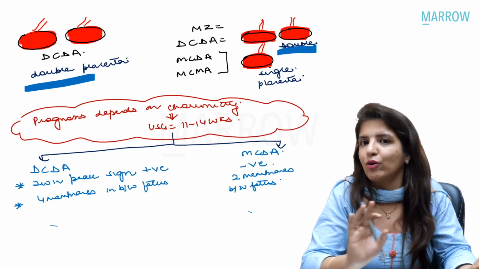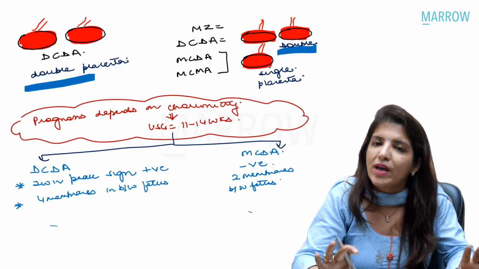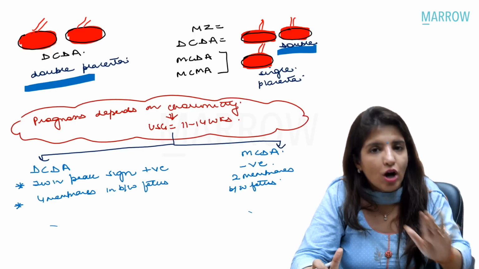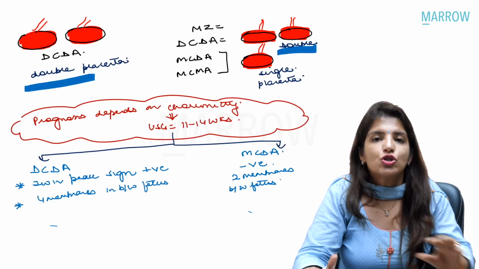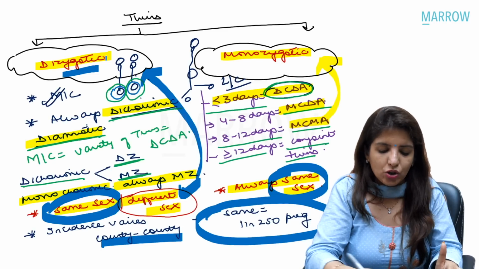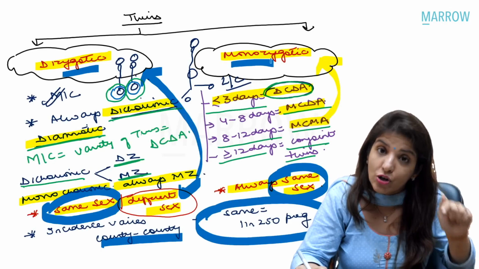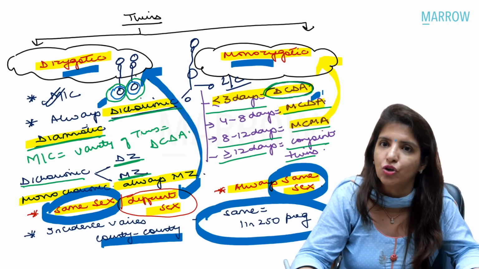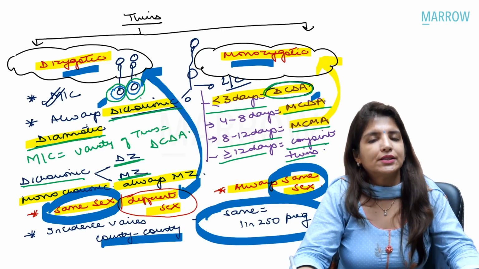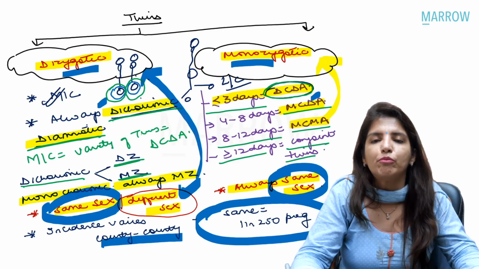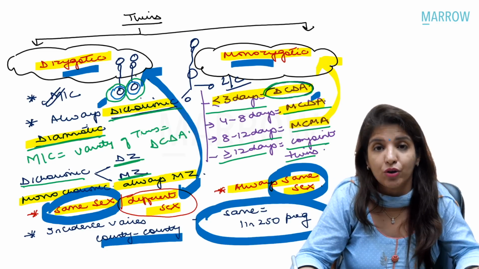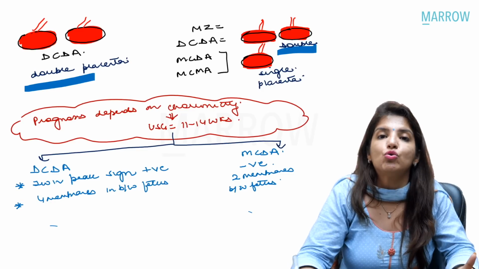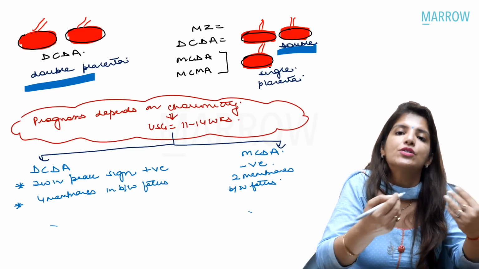And the last thing before I go to that question is that the prognosis always depends on chorionicity. Prognosis does not depend upon zygosity, right? So prognosis will not depend upon whether the twins are dizygotic or monozygotic. Prognosis is going to depend upon whether the twins are dichorionic or monochorionic. Why? Because there are certain complications which are more common in monochorionic twins which are never seen in dichorionic twins. Right? So as an obstetrician, it's always very important for me to know the chorionicity rather than the zygosity.